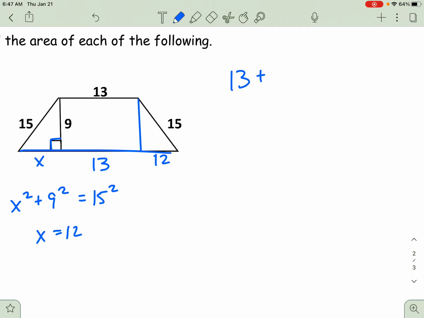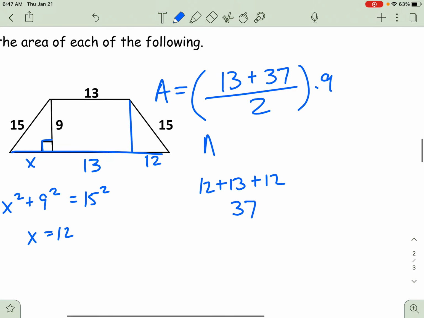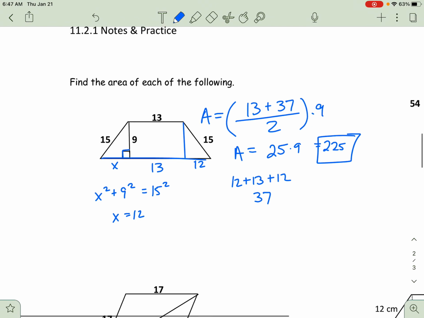So the other base is 13 plus 12 plus 12, which is 25 plus 12, which is 37. So 13 plus 37, divided by 2, times the height, which is 9. In this case, 13 and 37 is 50. 50 divided by 2 is 25, so this is 25 times 9. 25 times 4 is 100, so times 8 is 200, so this is 225.